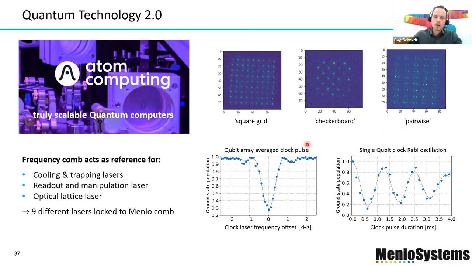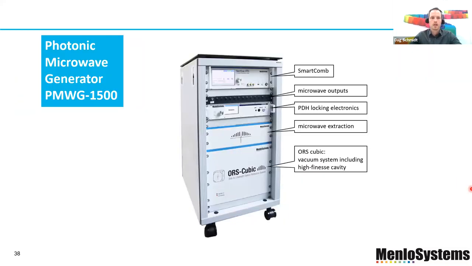And here you see the average over the whole qubit array, a clock pulse, so to say. And here you can even see a single qubit Rabi oscillation, which is quite impressive and looks like textbook behavior, hovering around 0.5.